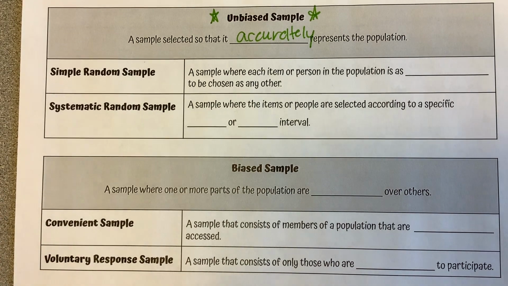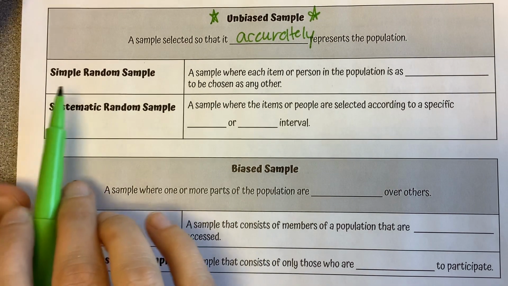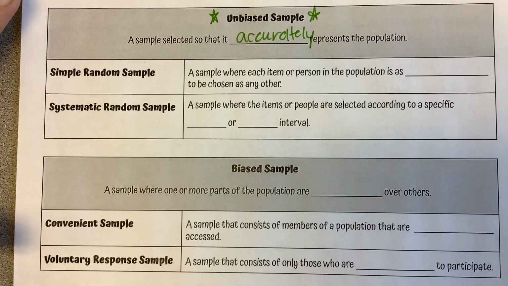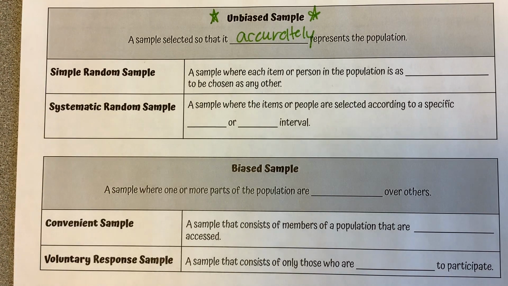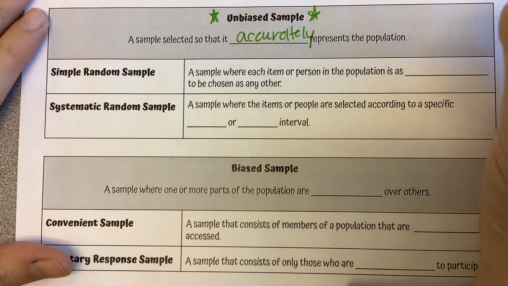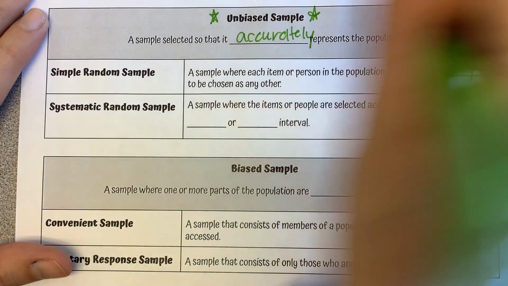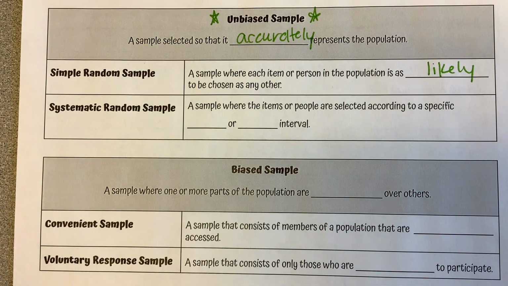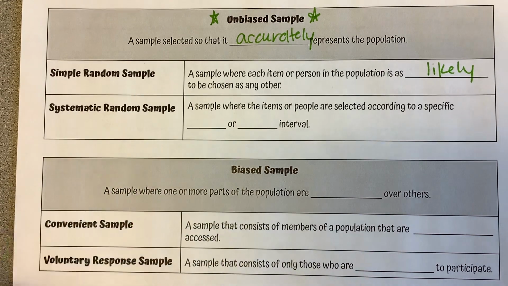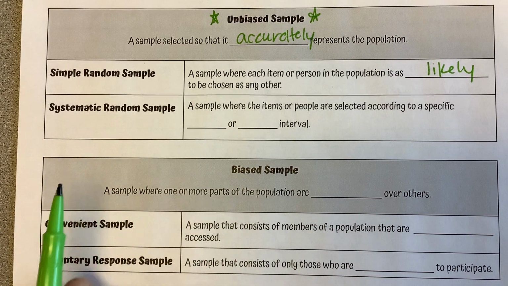The two different unbiased samples that we have are, first, a simple random sample. This is kind of what you would think normally. You're randomly selecting. It's a sample where each item or person in the population is as likely to be chosen as any other. Maybe you're picking out of a hat. Maybe you're assigning numbers to each person, then you're picking a number. So it's just kind of a random pick.